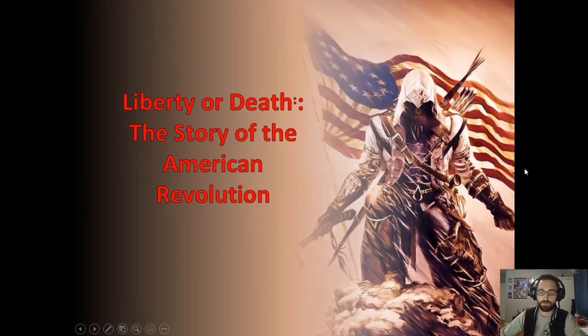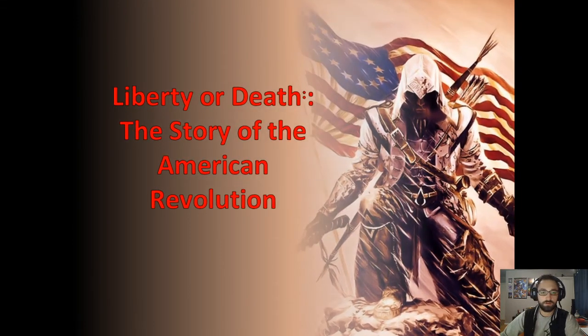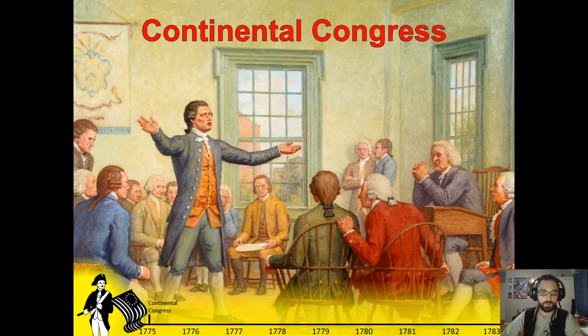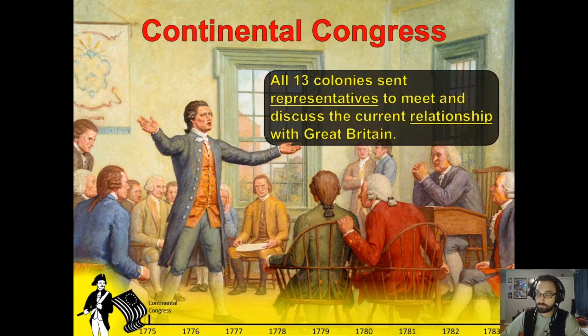So, liberty or death, the story of the American Revolution. So it starts with Continental Congress. So all 13 colonies send representatives to meet, and these representatives are some of the brightest and most influential people in the colonies, and they basically meet to discuss the current relationship with Great Britain. And if you look down here, I've got a timeline across the bottom. We're actually not quite at 1775 yet. So the First Continental Congress meets in 1774, and they discuss the relationship with Great Britain.